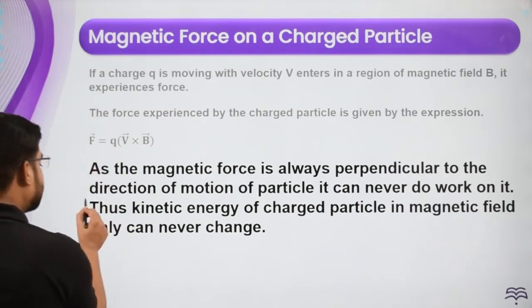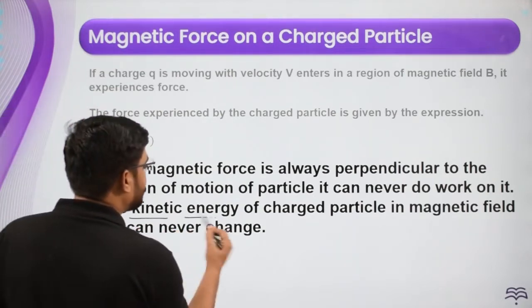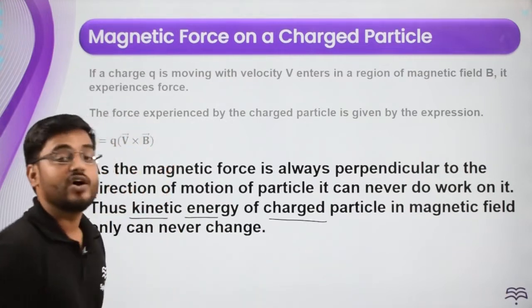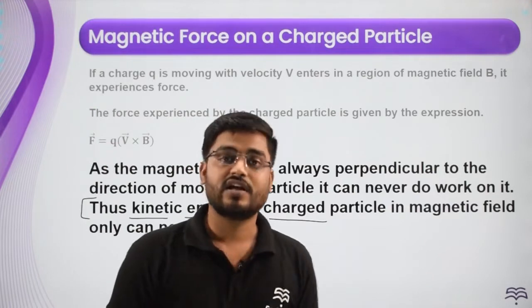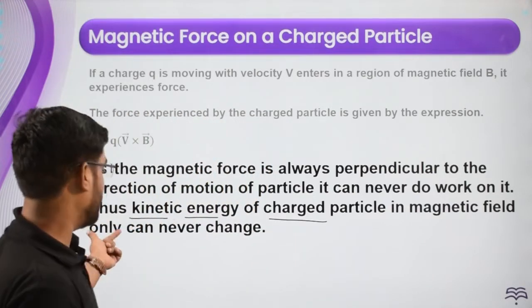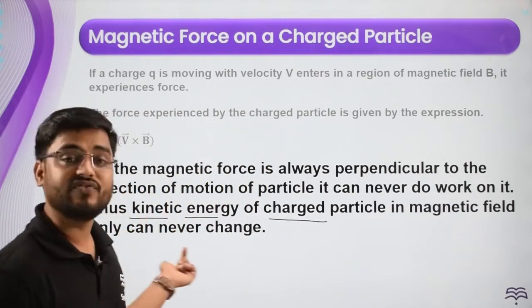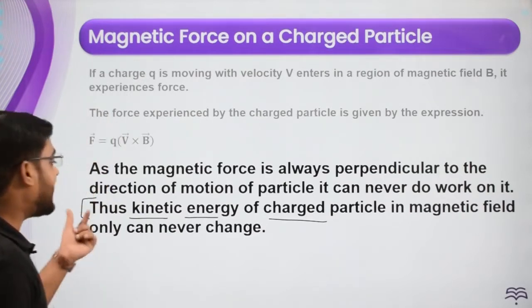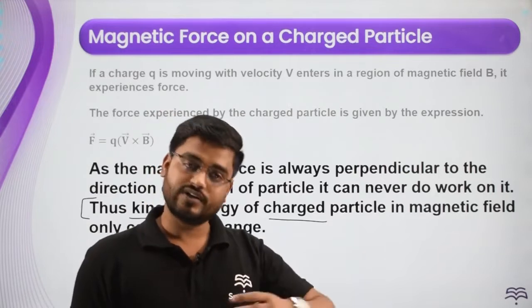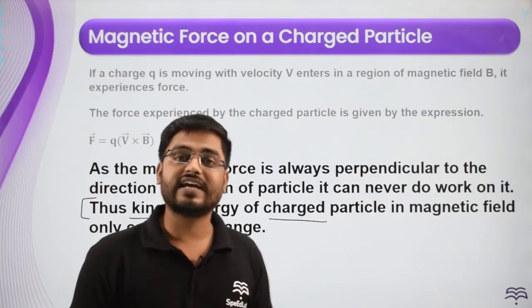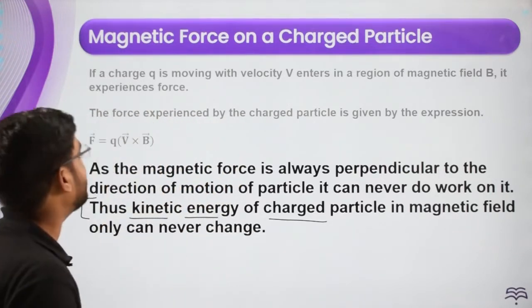So what can we say? We can say that the kinetic energy of a charged particle inside only a magnetic field, where an electric field is not present at all, can never change. A magnetic field alone cannot change the kinetic energy of a moving charged particle. It can only change its direction. It can never change the magnitude of its velocity.